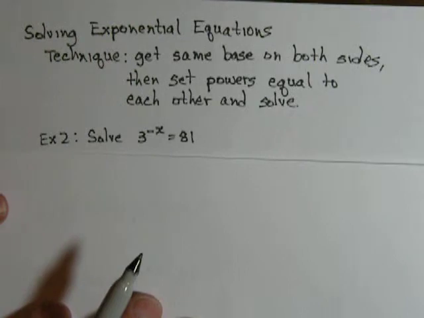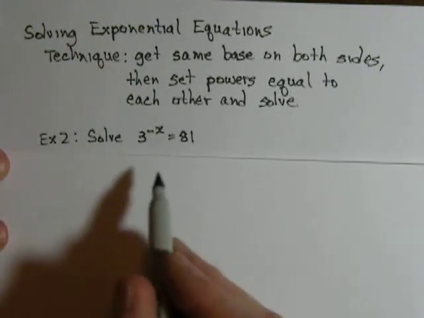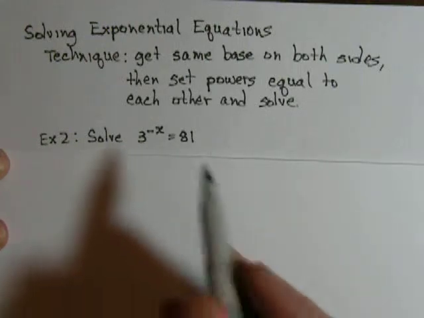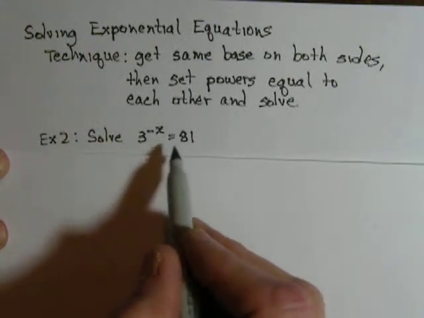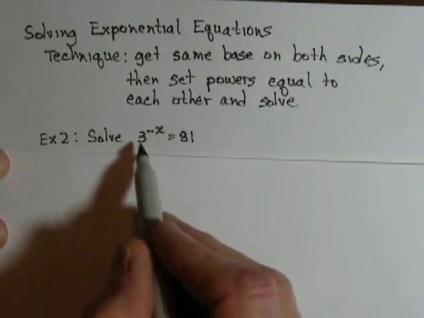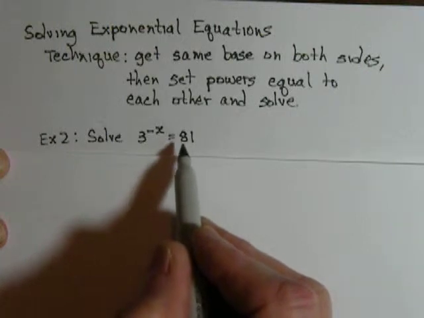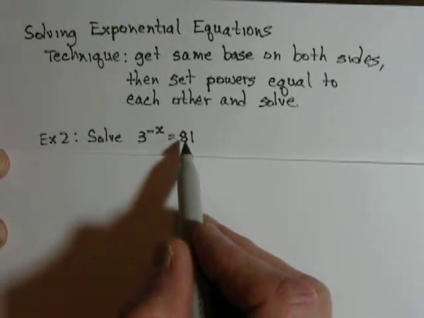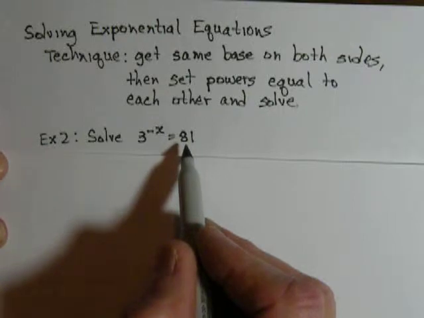For an example, let's suppose we're asked to solve the exponential equation 3 to the negative x equals 81. Well, the base on this side is 3, and the base on this side is, well, 81. This is 81 to the first power. We want to write both sides in terms of the same base. We're kind of stuck here, but over here, 81 is a power of 3. As a matter of fact, 81 is 3 to the fourth power.